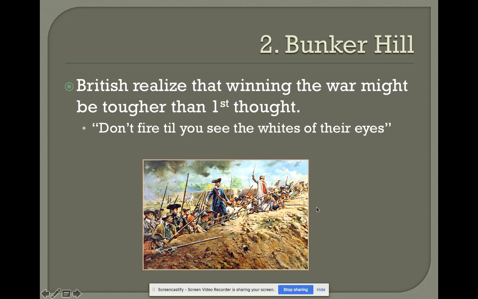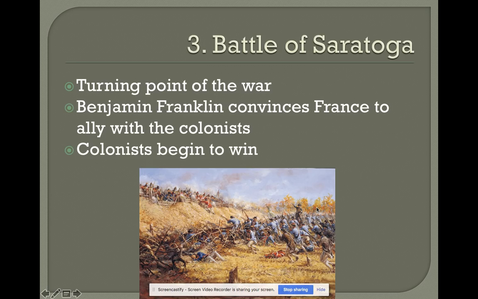What we're going to do here is copy down that information and go to battle number 3. Now, in between Lexington and Concord and Saratoga, the British won everything. Like there was no opportunity, no chance for the Americans.